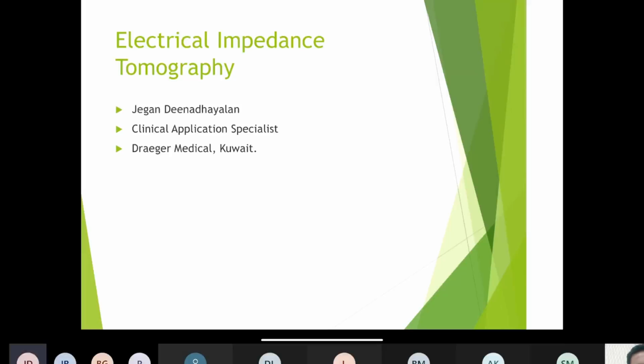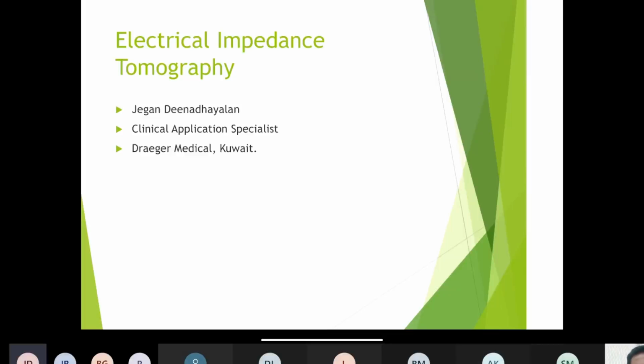I will just give you an introductory overview of what impedance tomography exactly is, a basic idea. If you want to know about the analysis and interpretation for each specific patient and each disease condition, we will discuss that later on, because I did not prepare the analysis and interpretation for this presentation. I just wanted to introduce this idea.